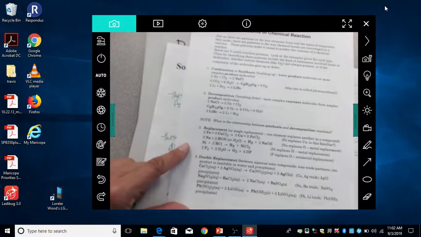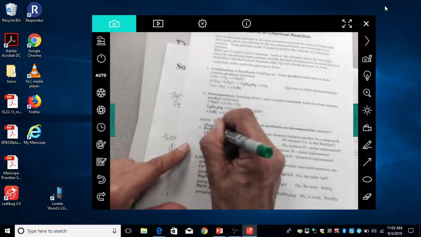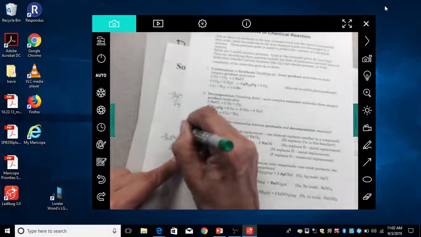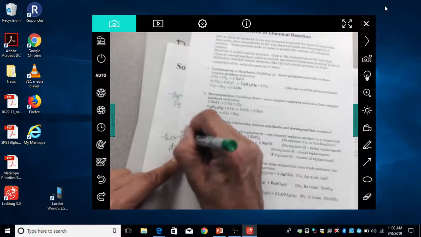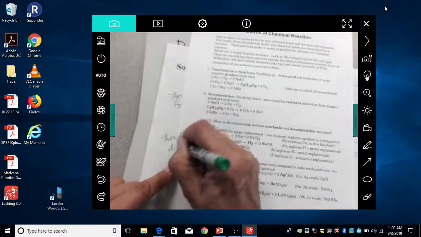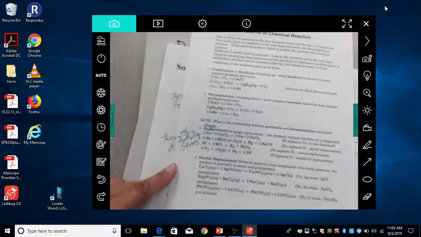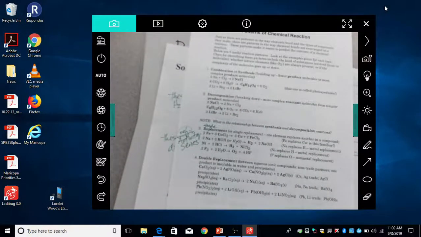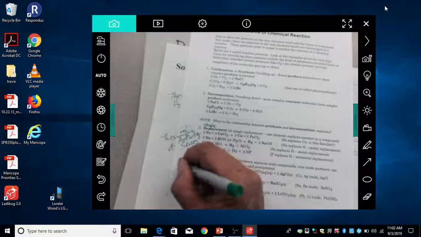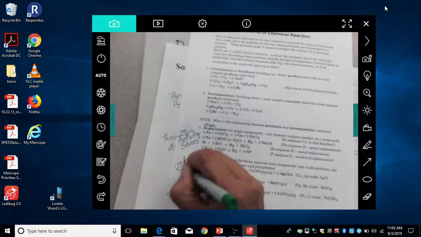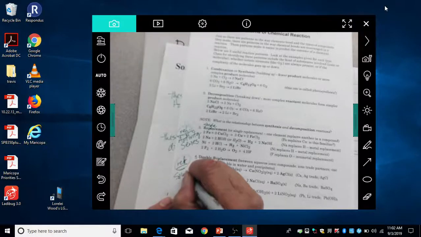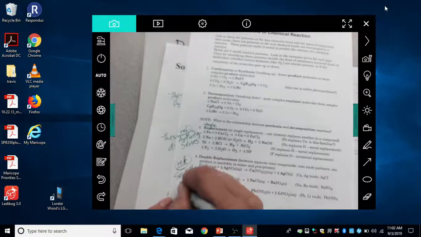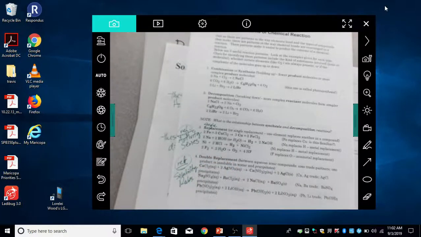Okay, so these probably should be called single replacement. Your reference here is going to be the activity series, right? And that's because for single replacement reactions, it's the activity series that determines if the reaction will take place. So your reference to determine if it will take place is the activity series. Double replacement, your reference is going to be the solubility rules. You'll see what I mean in just a minute.